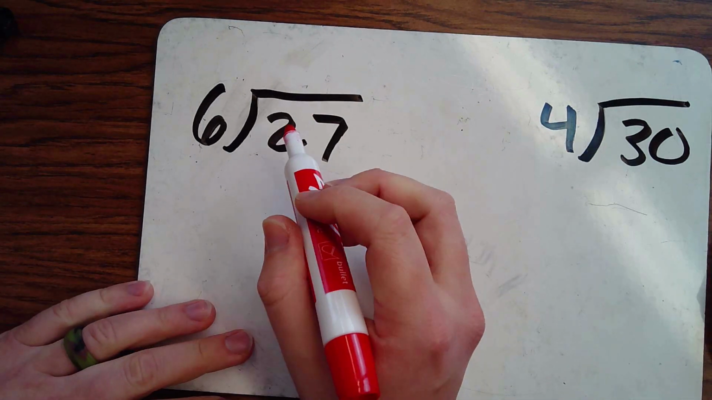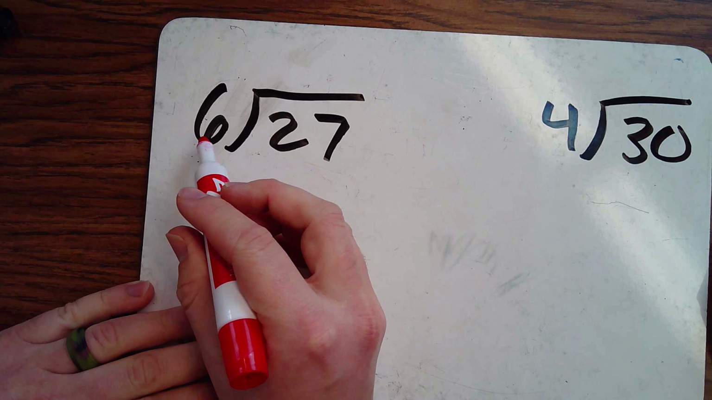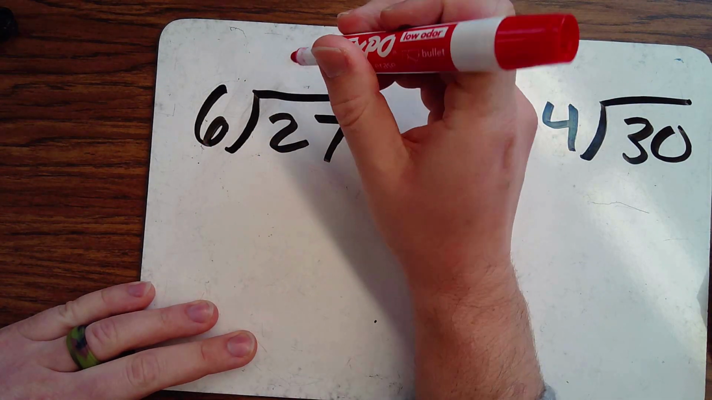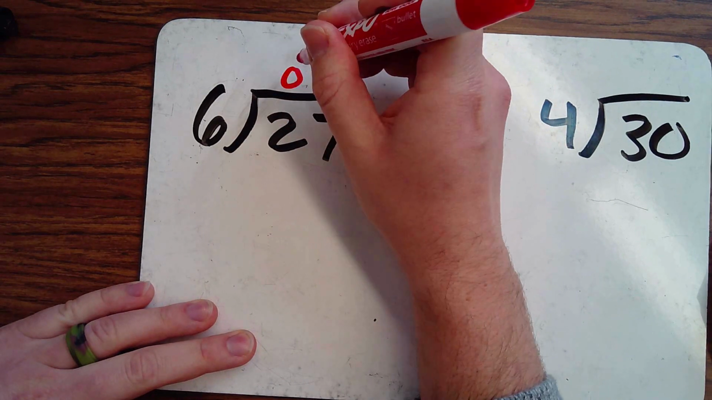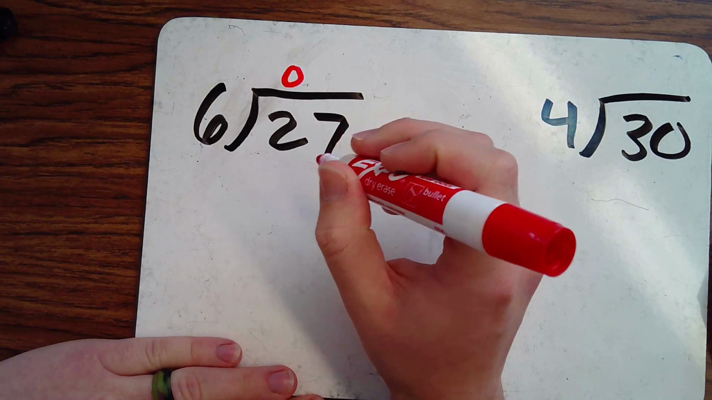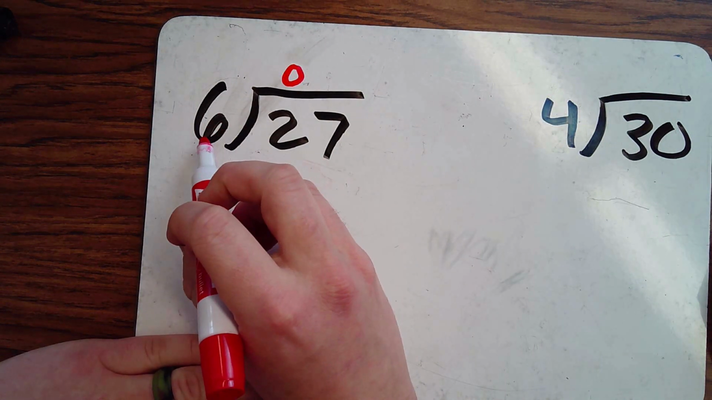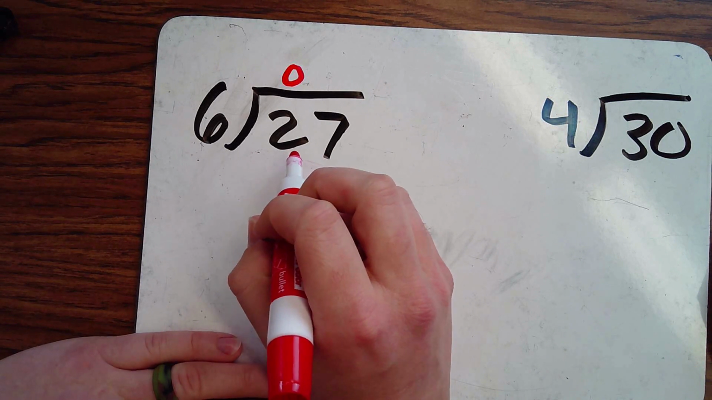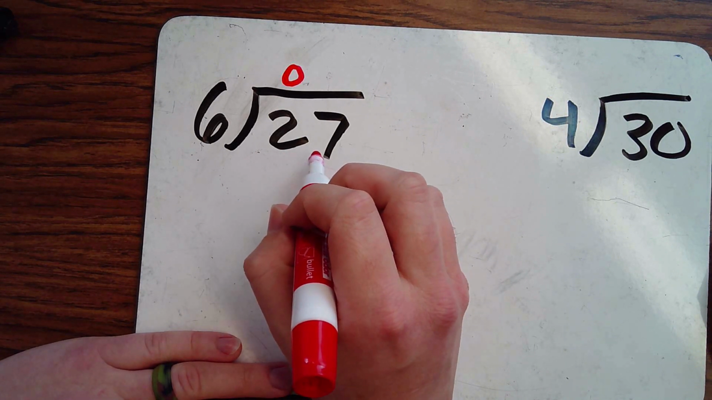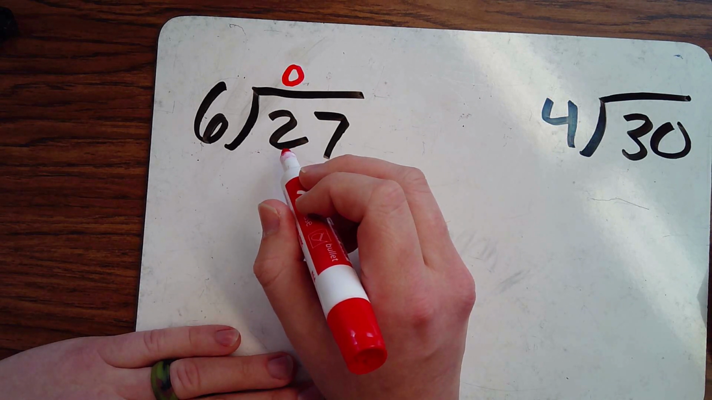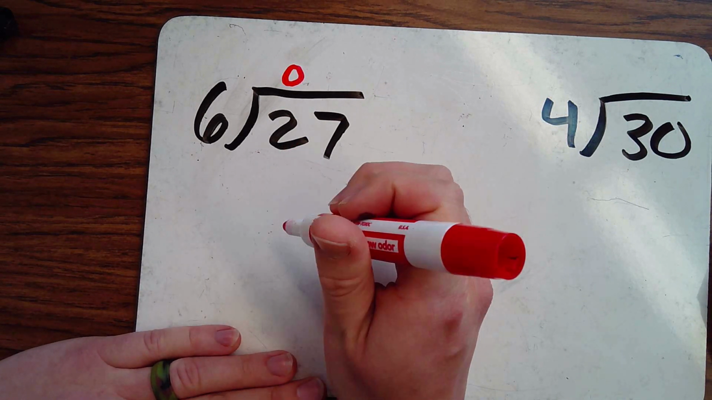So the first thing we're going to do is look at this 2. How many times does 6 go into 2 without going over? Well, actually 0, because 6 is bigger than 2. So we're going to put a 0 there, and that's important to know in the future when we do long division. So then we ask ourselves, how many times does 6 go into 27 without going over? Well, we know that 6 times 5 is 30, but 6 times 4 is 24. So that would be the closest thing to 27 without going over.